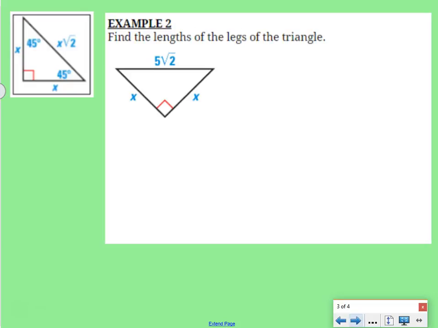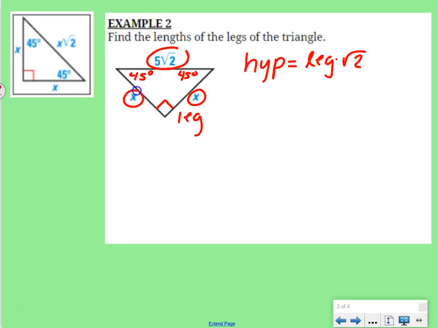Second example, find the lengths of the legs of the triangle. All right, so first off, we need to make sure we have a 45, 45, 90 triangle. If you look, our legs are the same, which means we have an isosceles right triangle, and an isosceles right triangle is a 45, 45, 90 triangle. So we can use our theorem. And the theorem states that the hypotenuse equals the leg times the square root of 2. The x's are our legs. The 5 square root 2 is our hypotenuse, so plug in the pieces.